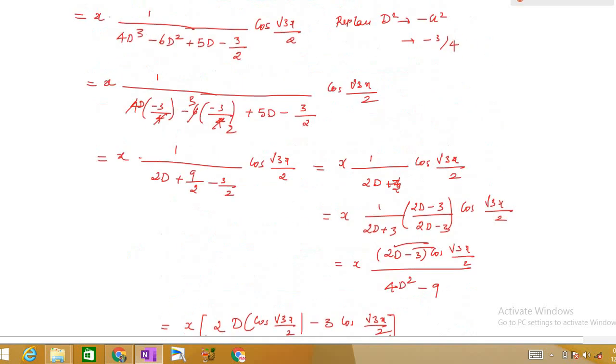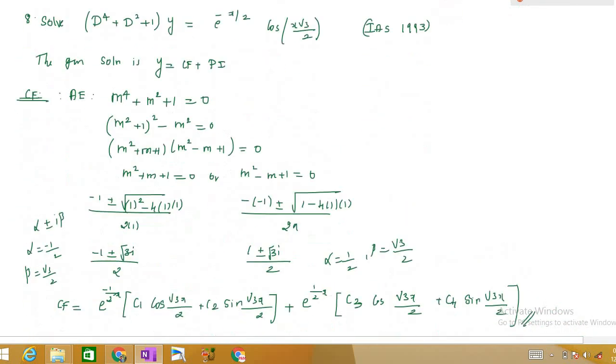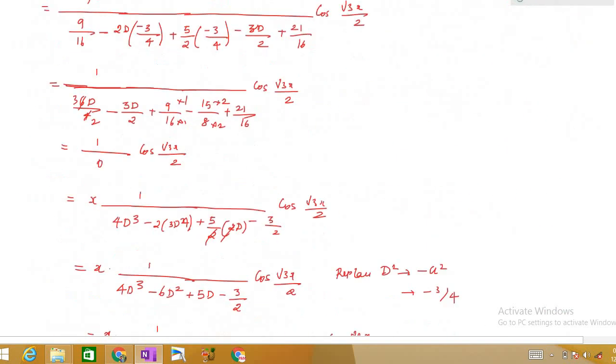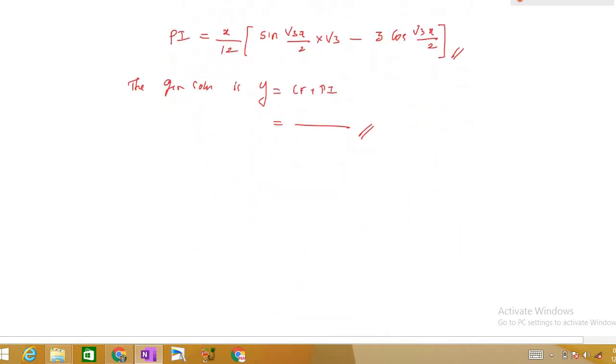Remember, this question was asked in 15 marks or 20 marks, I don't know, but this is asked in IAS 1993. It's a very easy problem. The only thing is you have to find the complementary function and the particular integral. Then you are done with the problem, right? As simple as this.